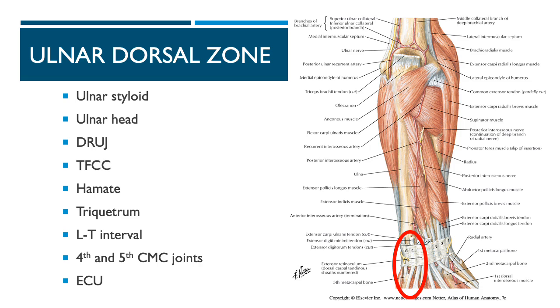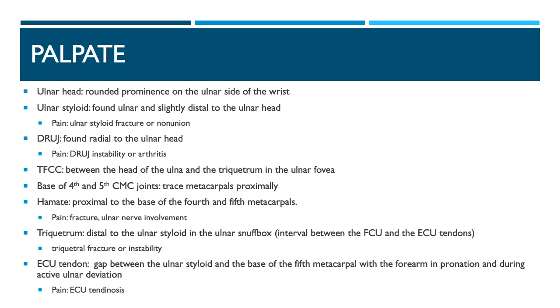On the ulnar dorsal zone, you'll find the ulnar styloid, the ulnar head, the DRUJ, the TFCC, the hamate, the triquetrum, the LT interval, the fourth and fifth CMC joints, and the ECU. To palpate the ulnar head, you'd find the rounded prominence on the ulnar side of the wrist. So that one's pretty easy. For the ulnar styloid, you have to find just ulnar and slightly distal to the ulnar head.